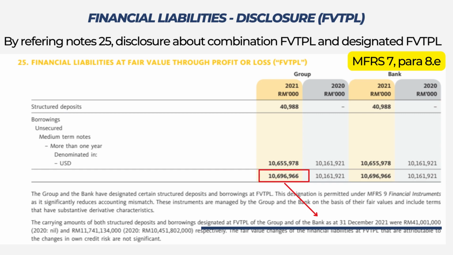Referring to note 25, they also mention the disclosure about the combination of FVTPL and designated FVTPL. If you rewind the video, both items are disclosed as financial liability at fair value through profit or loss. In MFRS 7 Para 8E, FVTPL and designated FVTPL actually need to be disclosed separately, but Maybank Berhad chose to disclose both of them as one item. This is because the amount of designated fair value through profit or loss is not significant enough to disclose as a separate item at the financial position.